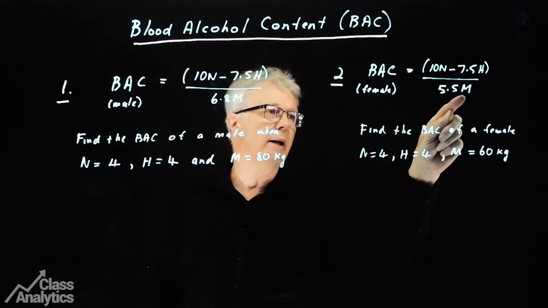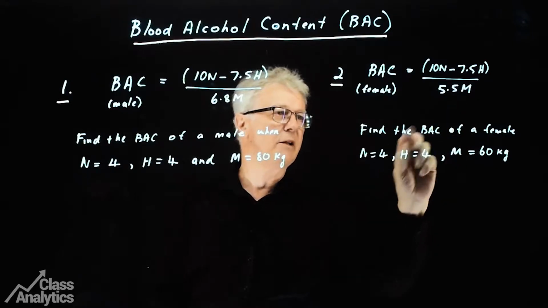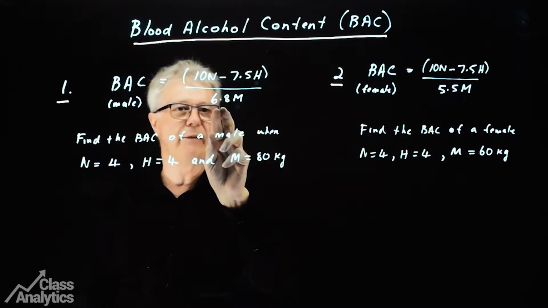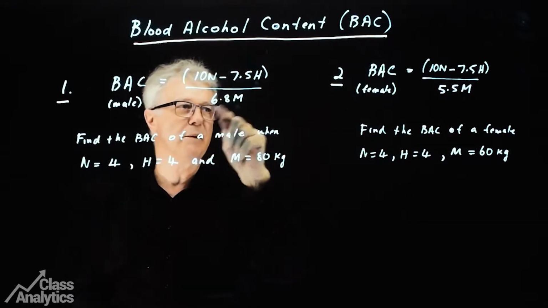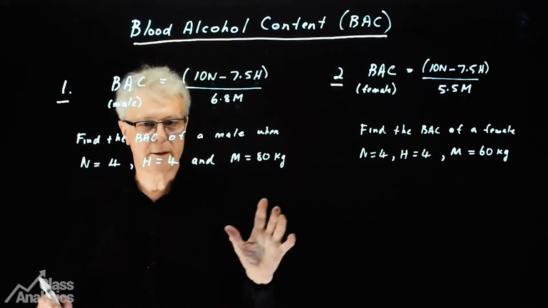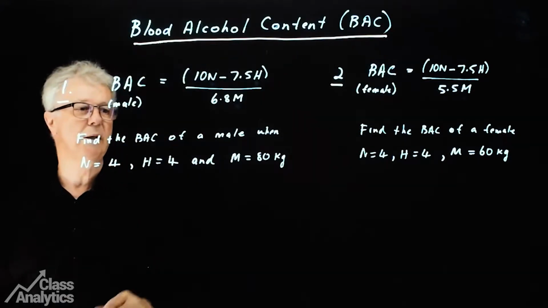Same thing at the top here, and this is the mass of the female. It's interesting to note that these two values are different. This must be to do with the metabolic rate difference between a male and a female. All right, so let's have a look at this one, see what happens when we put these values in.